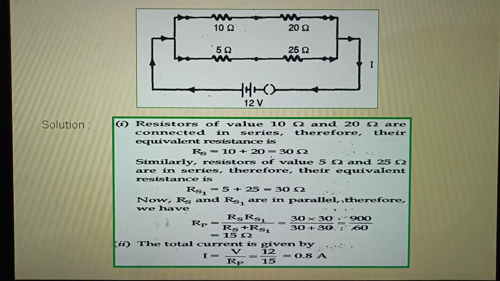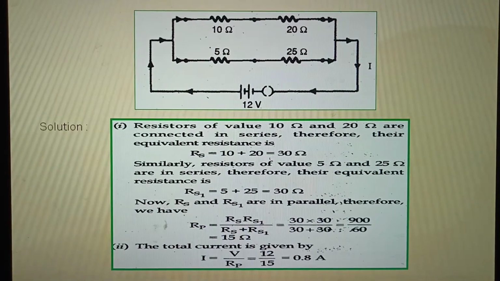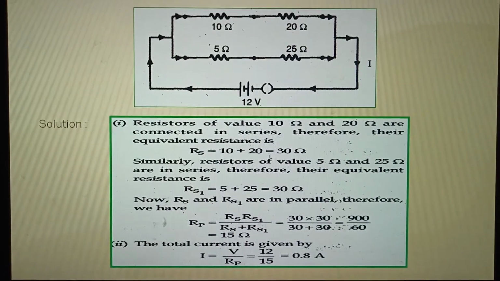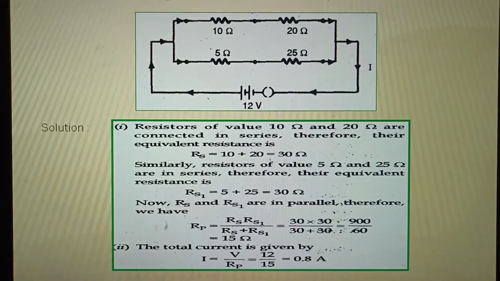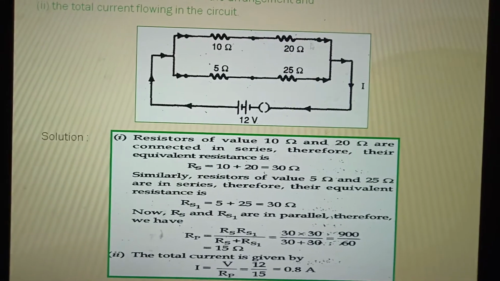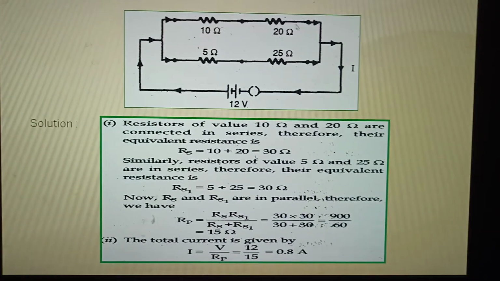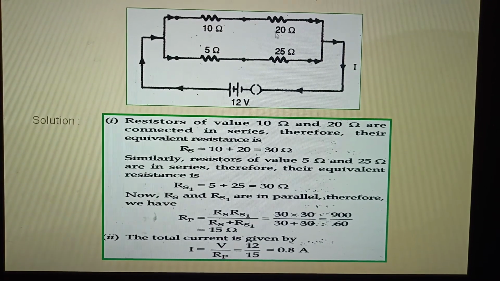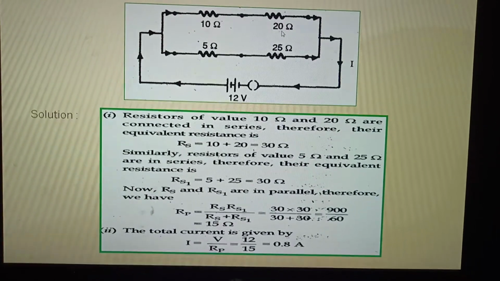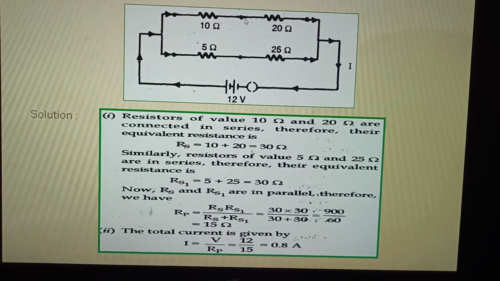So for the total current, again we use the same thing, V equal to IR. So I equals V upon R, and here we get 12 upon 15, which is 0.8 ampere. Sometimes it is asked what current is flowing in the 20 ohm resistance. Can you tell me what current is flowing through it?